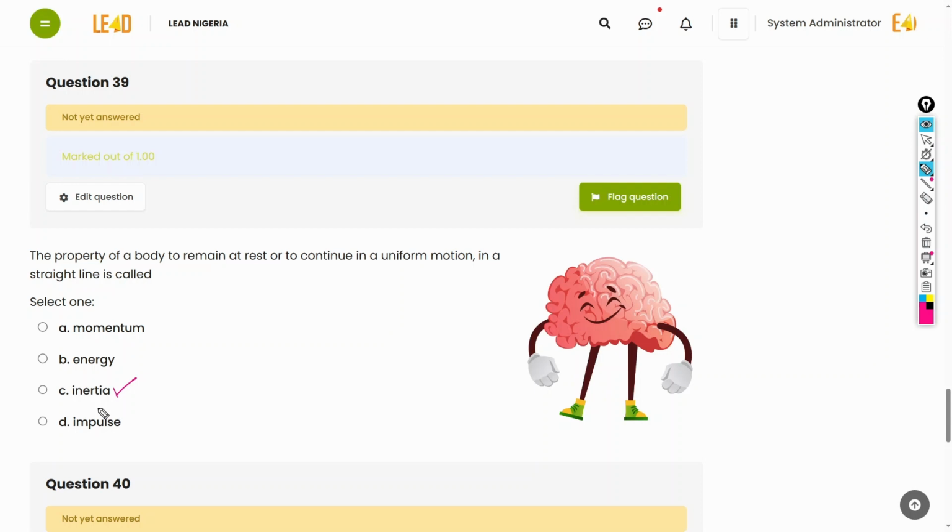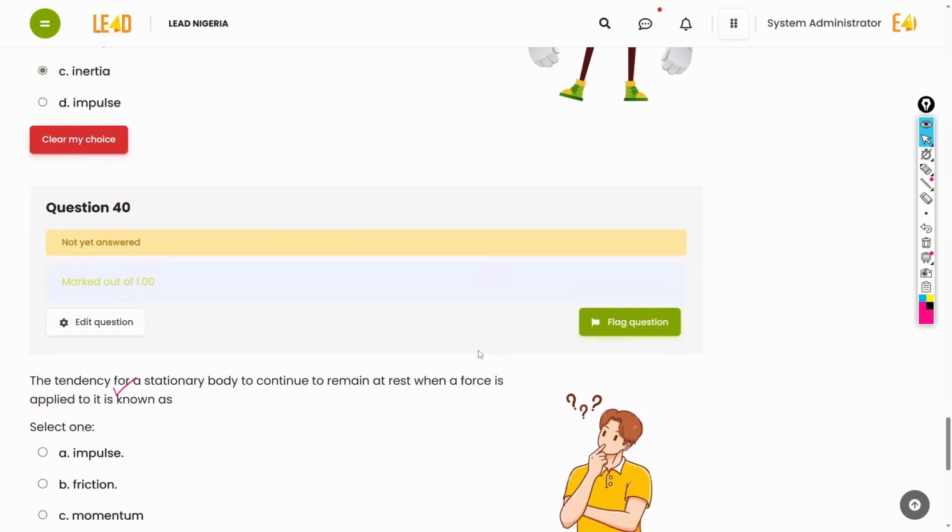So a body wants to stay at rest or continue doing whatever it was doing unless acted upon by an external force, and that external force has to be enough to overcome the inertia of that system, right? So that's option C for 39.